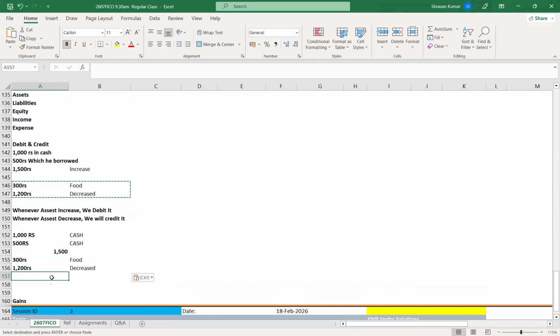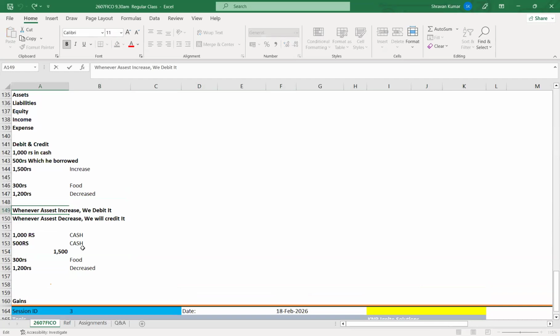So if you see, as per this principle, when an asset increases, we will debit it, and when an asset decreases, we will credit it. Did you understand what I'm trying to say? This principle applies whenever an asset is involved. Based on this, the system will segregate whether it's a debit or a credit. Whenever an asset increases, the system will automatically consider that entry as a debit, and whenever the asset decreases, we consider it as a credit.